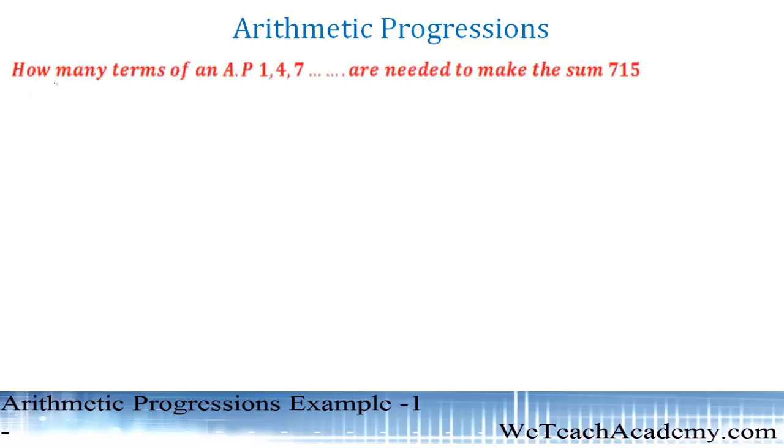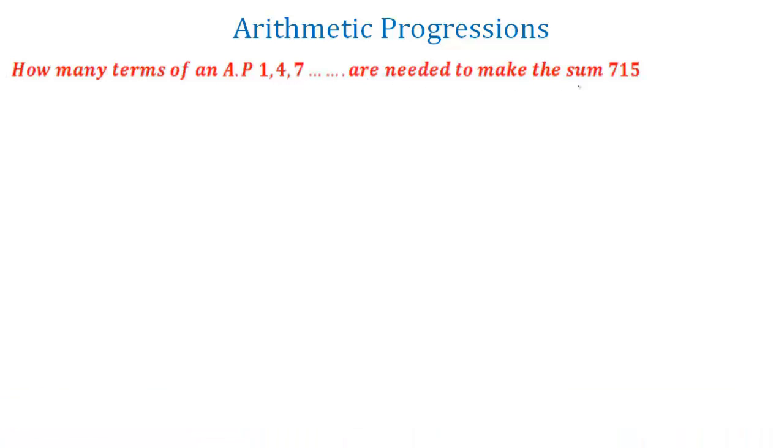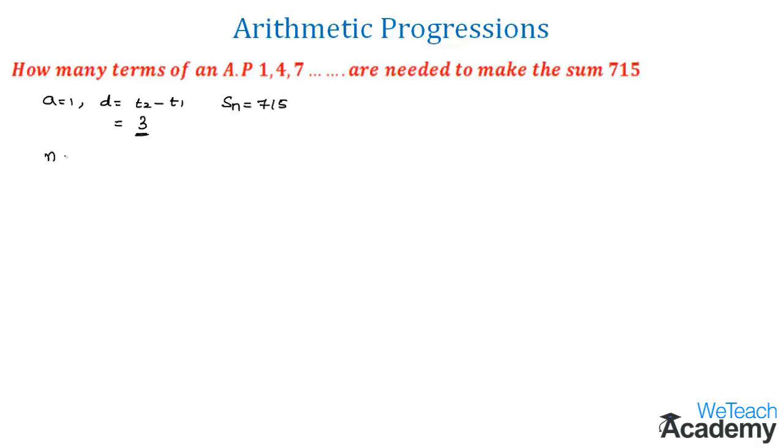So let us find how many terms of an arithmetic progression 1, 4, 7 and so on are needed to make the sum of 715. So the given series is 1, 4, 7, and here we have the value of a as 1, and the common difference would be t2 minus t1. Here the second term is 4 and the first term is 1. So the difference of 4 and 1 would be 3, which is nothing but the common difference. And also given the value of Sn as 715. So here in this example we have to find the value of n.